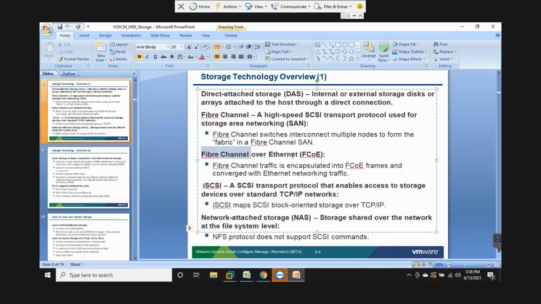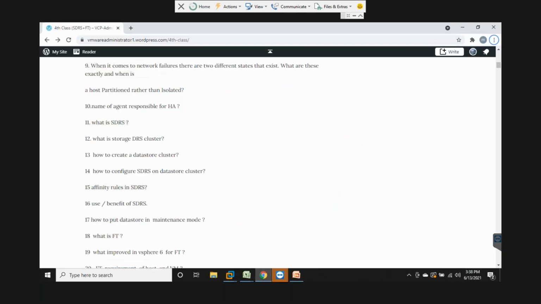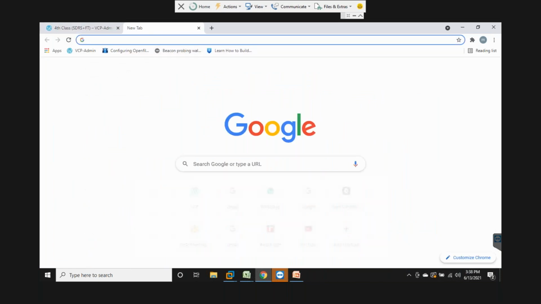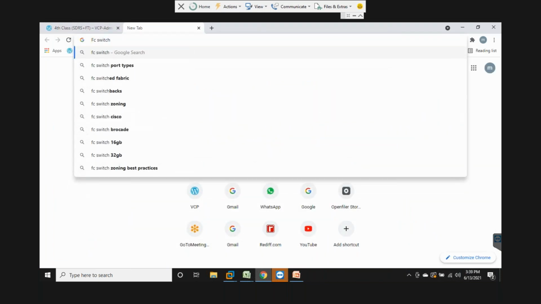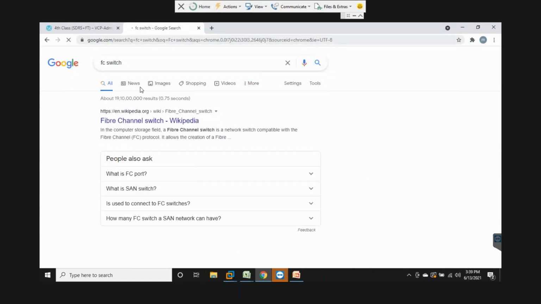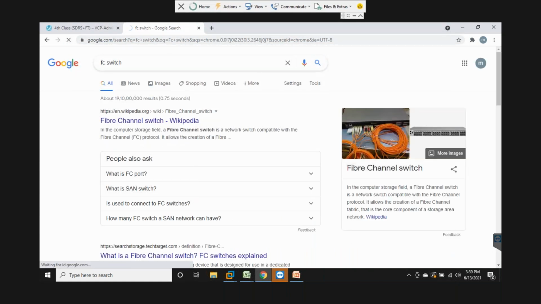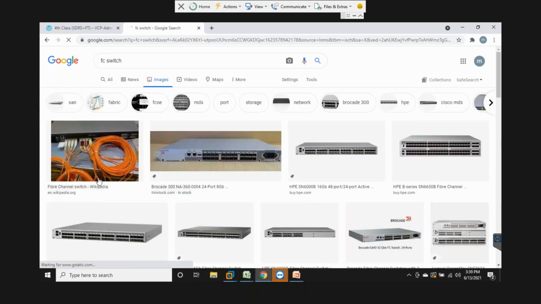Second is FCoE, fiber channel over Ethernet. Let me show you some diagrams as well. FC switch, I will click on images.